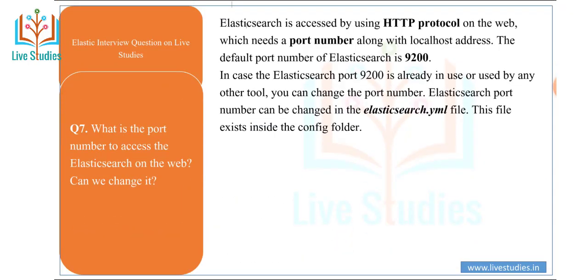Another question is, what is the port number to access Elasticsearch on the web, and can we change it? Definitely you can change it. Elasticsearch is accessed using the HTTP protocol on the web, which needs a port number along with the localhost address. The default port number of Elasticsearch is 9200. In case port 9200 is already in use by another tool, you can change the port number. It can be changed in the elasticsearch.yml file, which is inside the config folder.